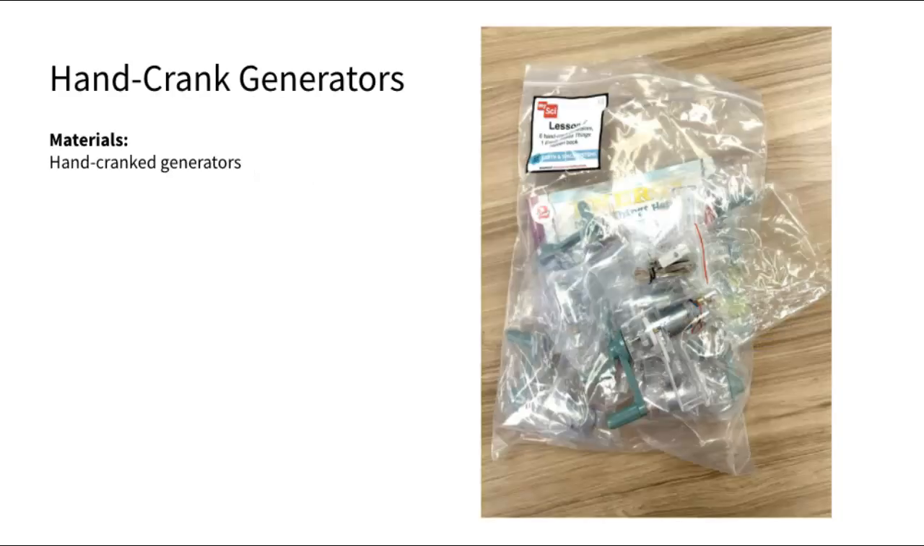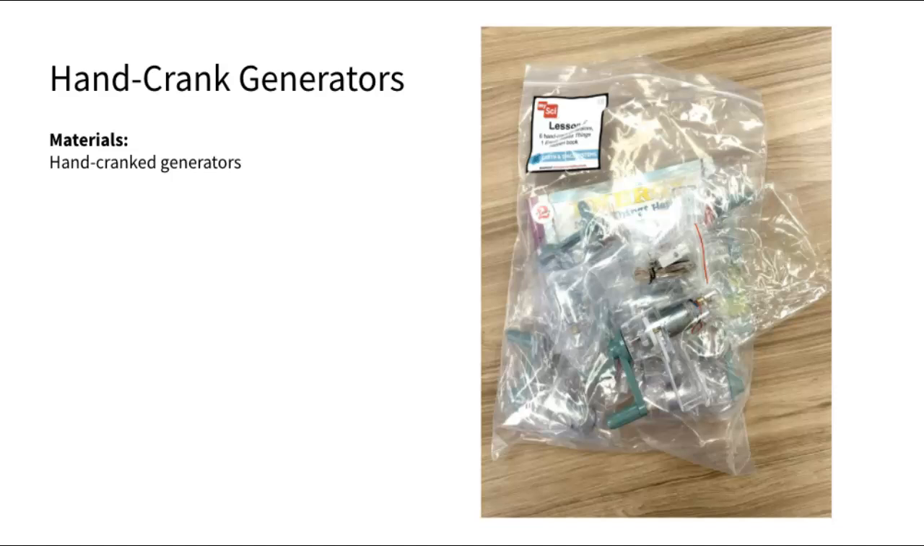For the Explore portion of the lesson, you'll divide students into groups and provide each group with the hand-cranked generator. After students have explored the generators on their own, you'll ask students to share some ideas about their observations and record them on the board.